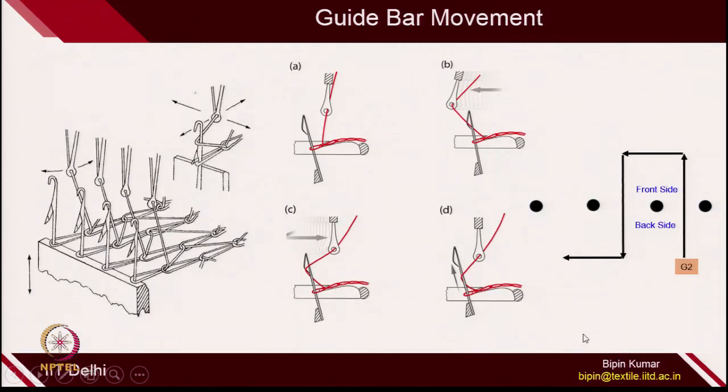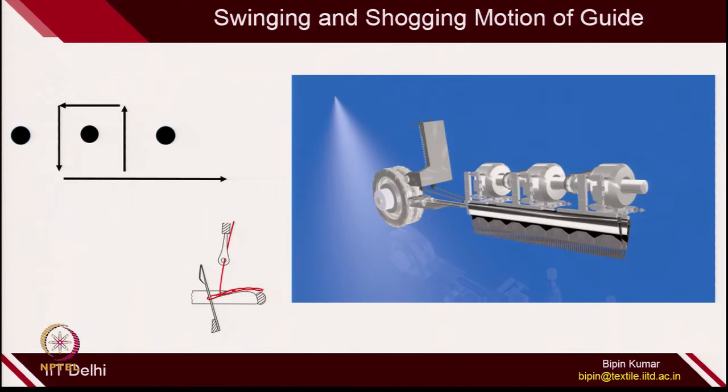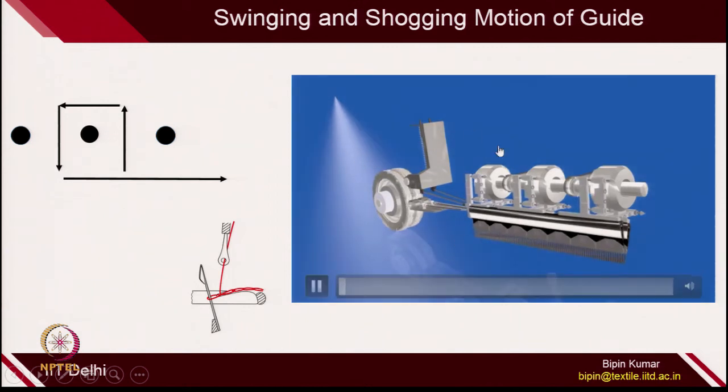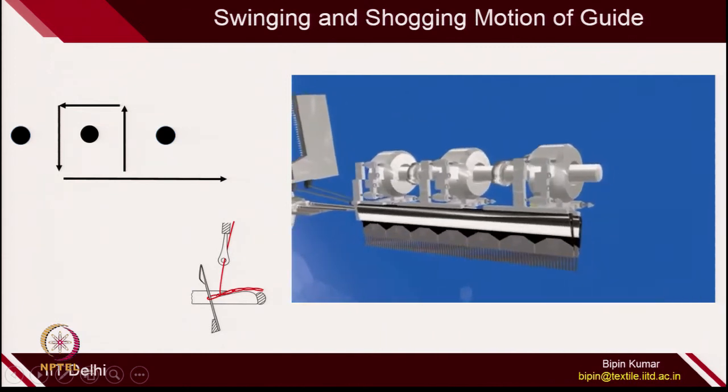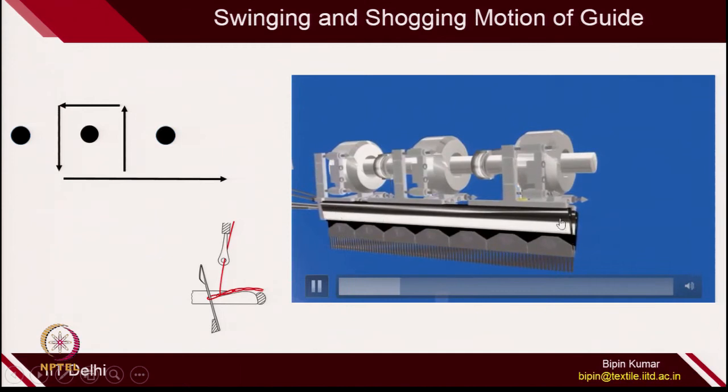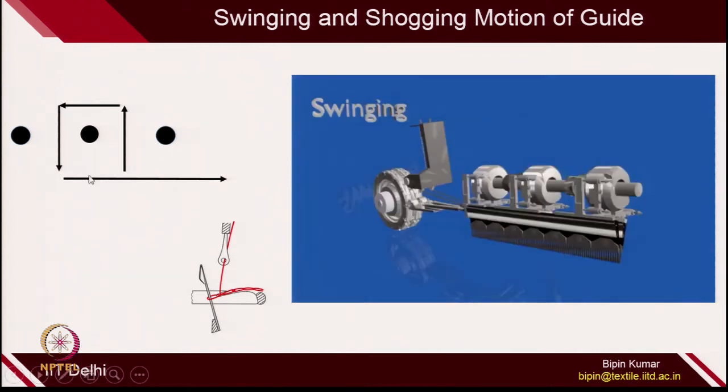What the role of these motions is and how they are defined, I am going to introduce in the next slide. These four motions are actually called swinging and shogging motions. To differentiate these two motions, here is a small video where you can see. The first motion is the swinging motion, and here it is swinging through the needles. So across the needles, these are two swinging motions.